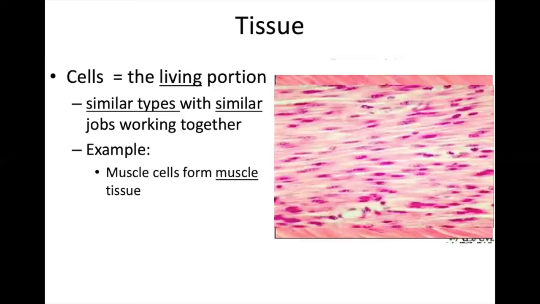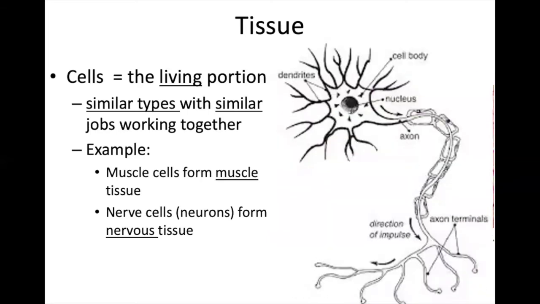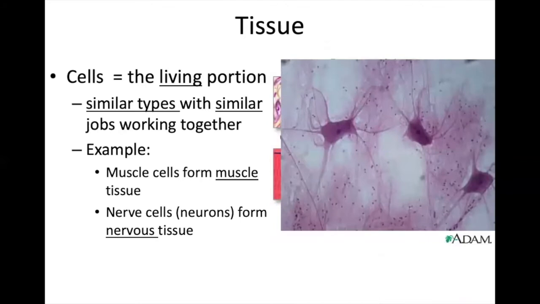Just pictures of them, what they look like in a microscope. Again, they look like fibers. Another example, nerve cells, we know as neurons that form nervous tissue. So here's an artist picture of a neuron. Here's a real picture of them. Again, dyed a darker purple so we can see them better.